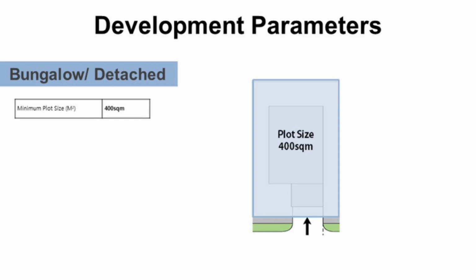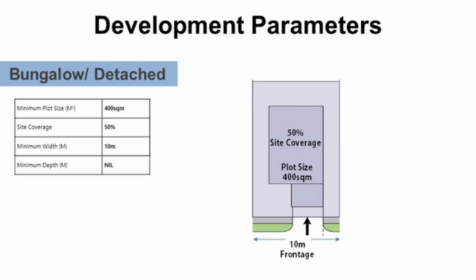Next, we'll take a look at bungalows and detached. Bungalows and detached have a minimum plot size of 400 square meters and a maximum site coverage of 50%. Minimum plot width, the frontage, is 10 meters. There's no minimum depth for bungalows and detached. Minimum depth applies only to GCBs.